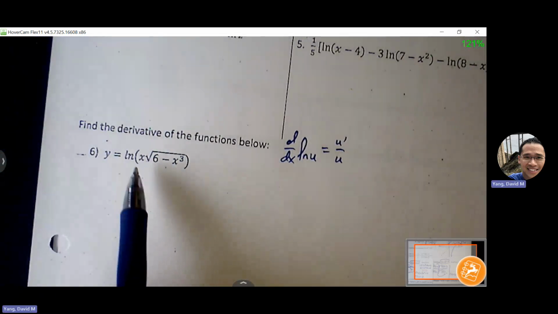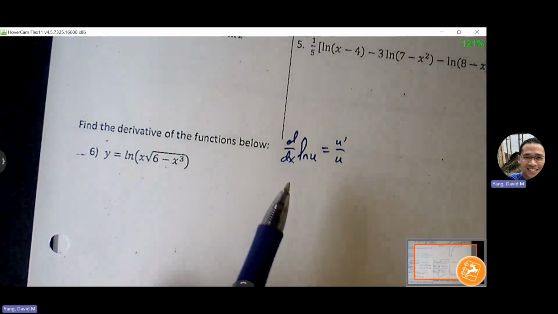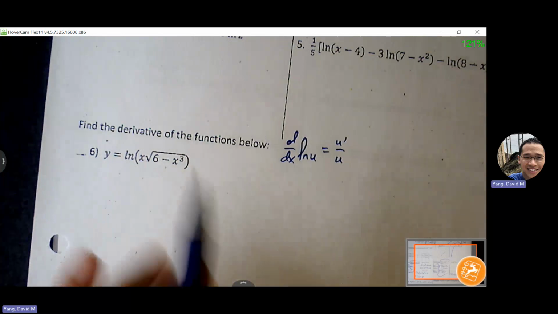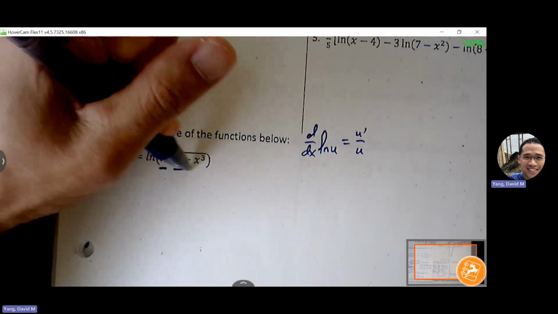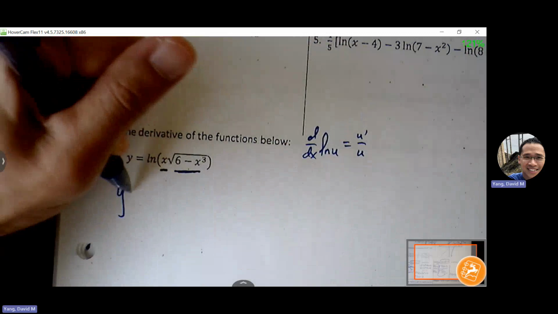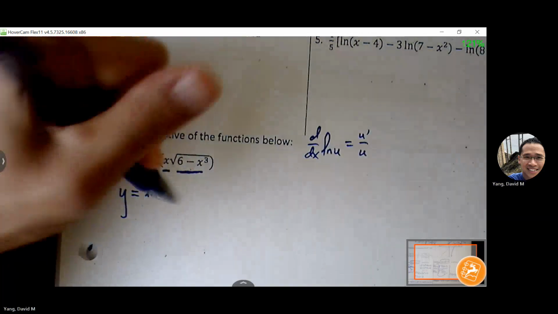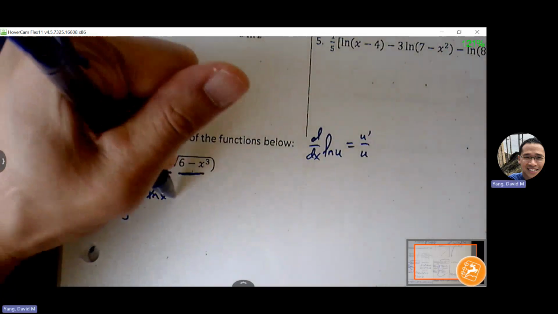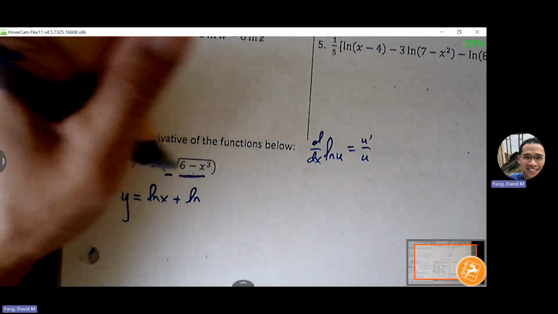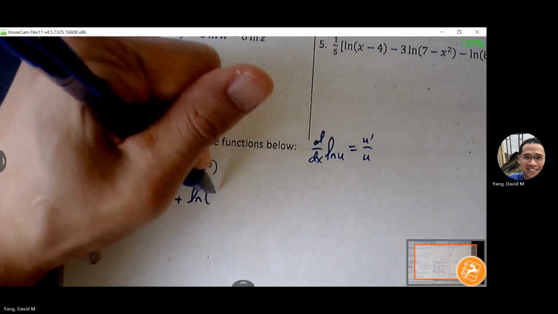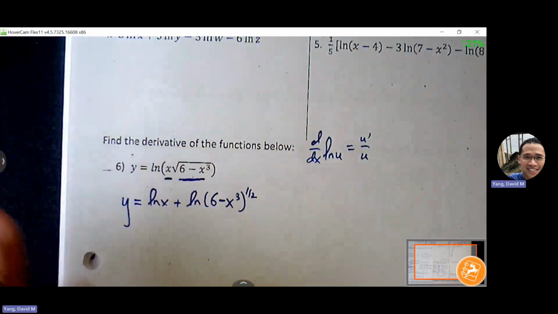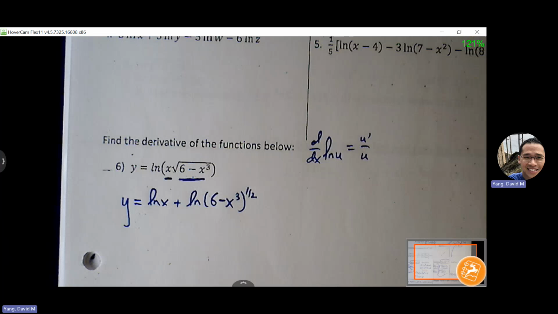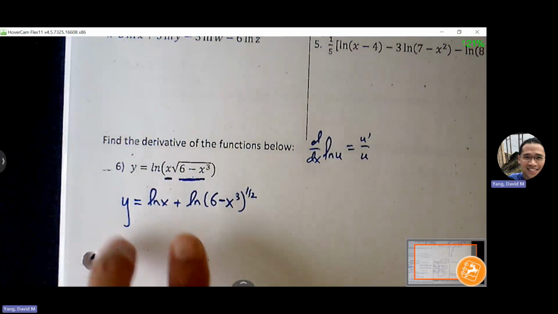So here, this is a messy u value, right? But we can expand this if I use the product property. So if I treat the x like the a, if I treat the square root as the b, I can rewrite this function as what? Natural log of x plus, good, plus natural log of square root. Now I can rewrite that square root as what? 6 minus x cubed to the 1/2. So the nice thing about log properties is that we can take a messy problem and split it up into easier workable problems. We can do one more thing here.